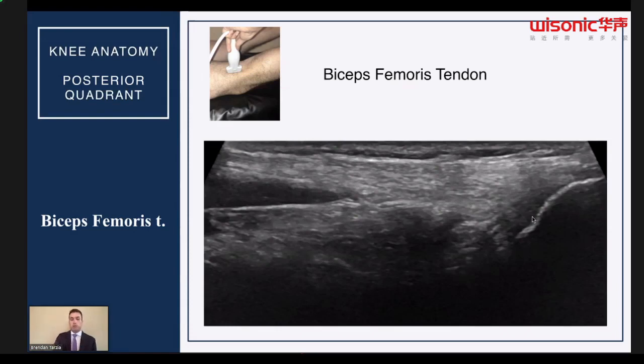And again, you want to do dynamic assessment. You're going to go up and down that tendon, proximally and distally, and see if you can see any abnormalities or pathology there. This is another one where you're going to want to switch to the short axis as well to take a look and see if there is any pathology there.